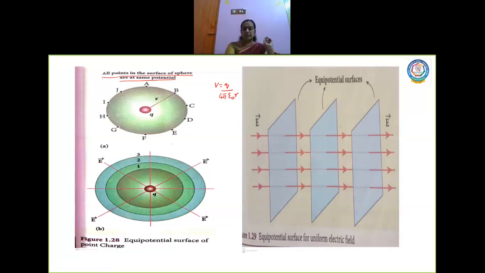Here is also an example of an equipotential surface for a uniform electric field. As you all know, this is a uniform electric field, the red lines with arrows to the right. What will be the equipotential surfaces? They are plane areas. All the points in this plane will be at the same potential. Okay, so let us move on to some important properties of an equipotential surface.